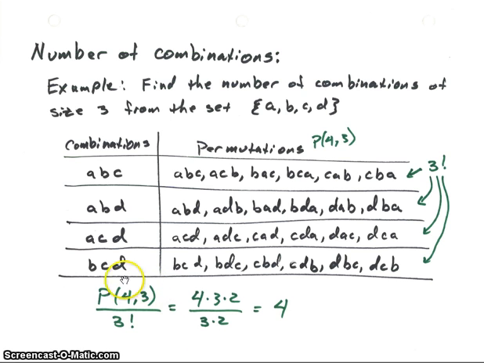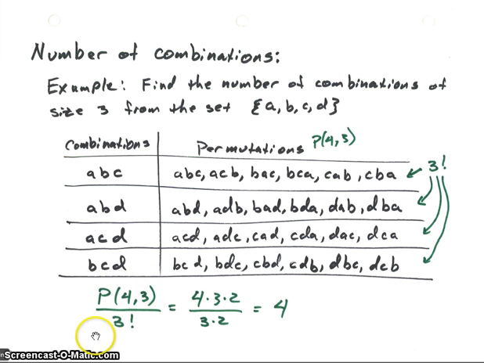Now looking at this equation here for the specific example, P 4, 3 over 3 factorial, notice that the 3 here is the same 3. We were choosing 3, and we had 3 factorial on the bottom.